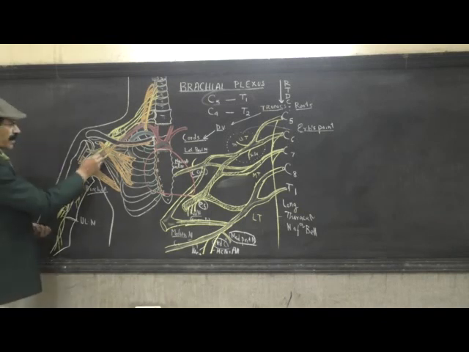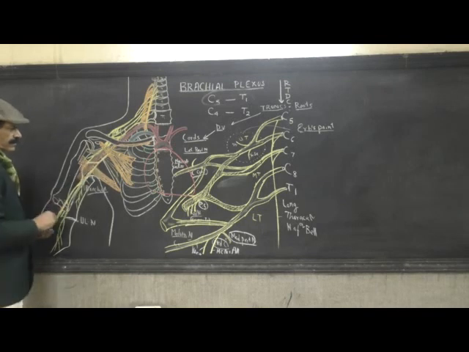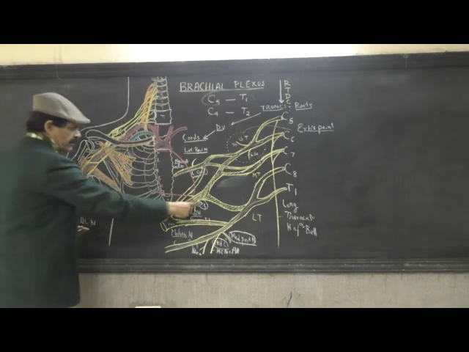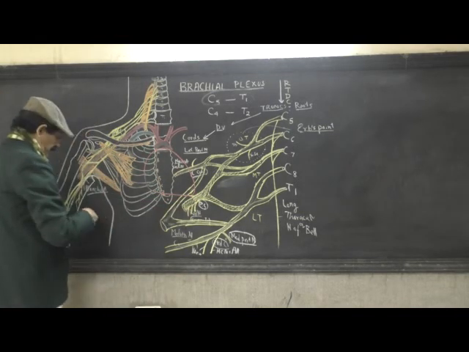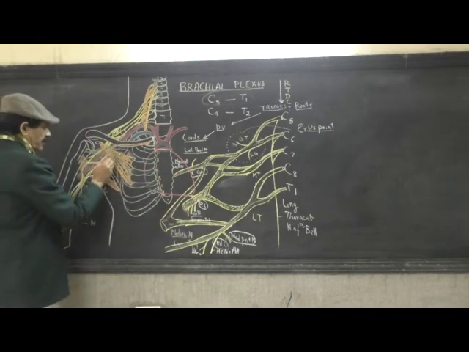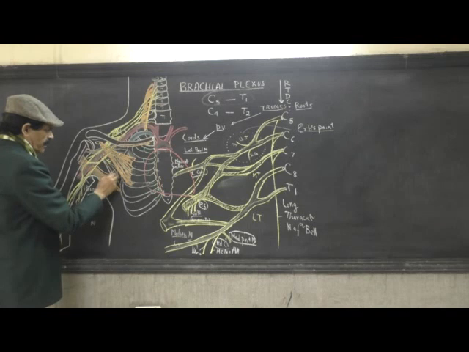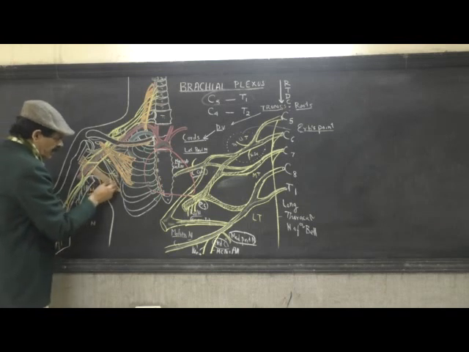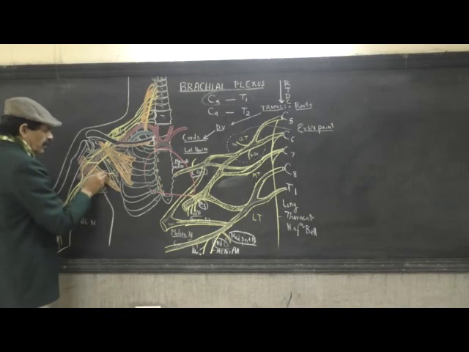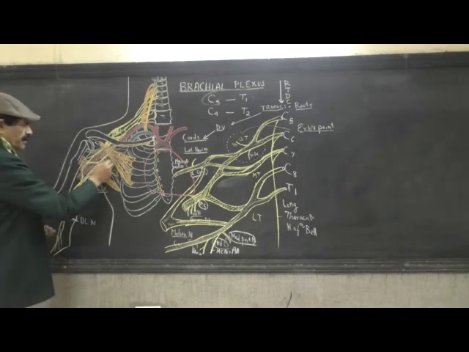The posterior cord remains posterior and continues as the radial nerve. And this posterior cord will give two branches. The upper subscapular will supply the upper part of the subscapularis muscle. The lower subscapular nerve will supply the lower part of the subscapularis muscle, plus it also supplies the teres major. The nerve supply of teres major is the lower subscapular.